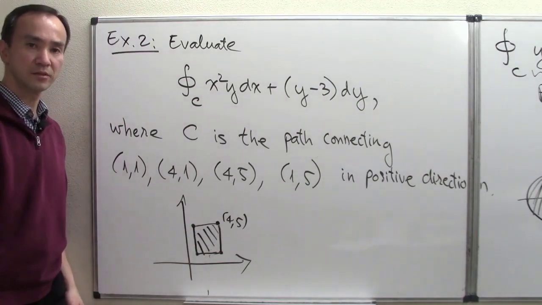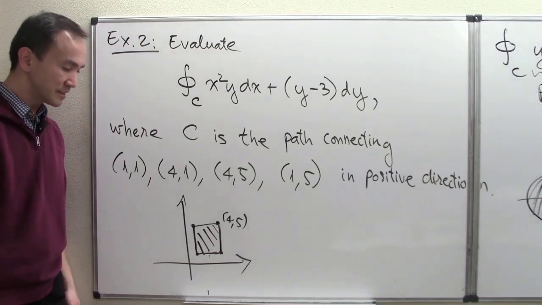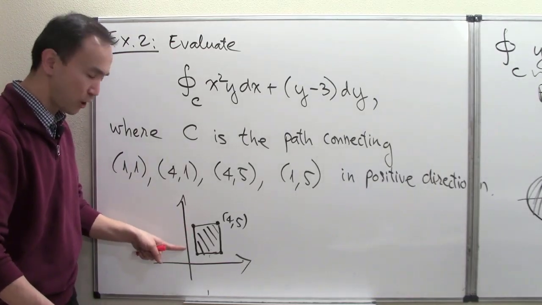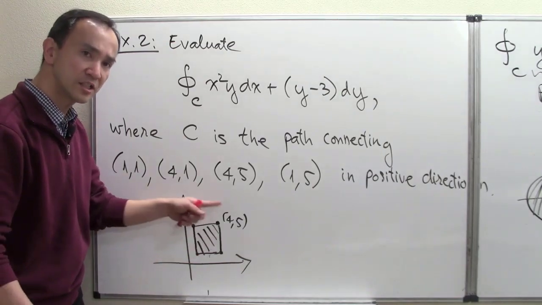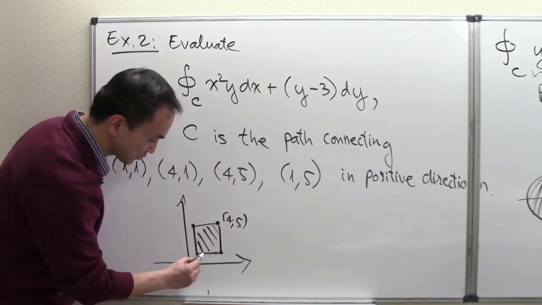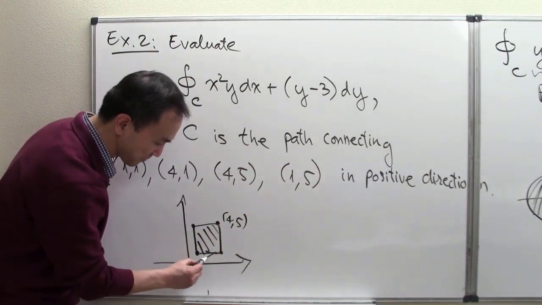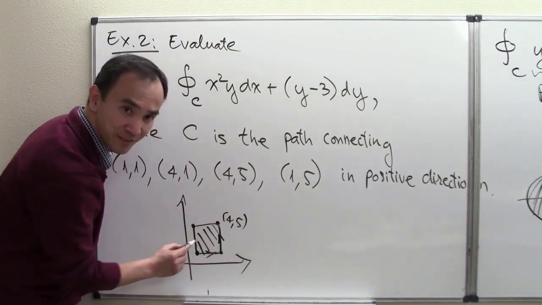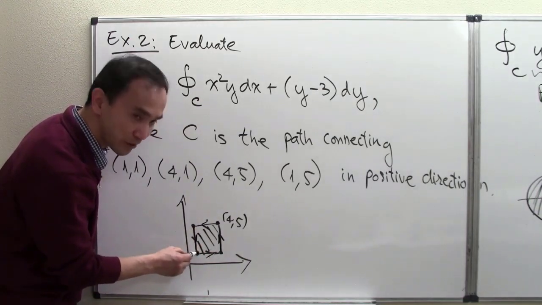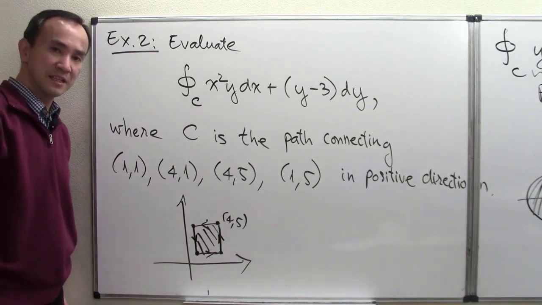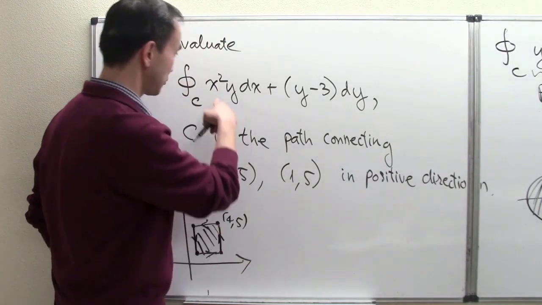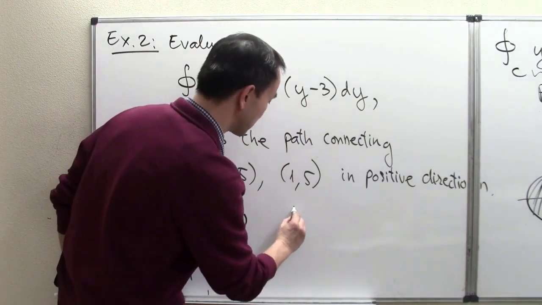Okay, it's a rectangular shape. And so that's the idea right here. And this is the picture where it's only piecewise smooth. The positive direction means it starts here, goes that way, then this way, then this way, and then connects back to that starting point right there. Okay, for this problem, let's quickly take a look at the vector field.